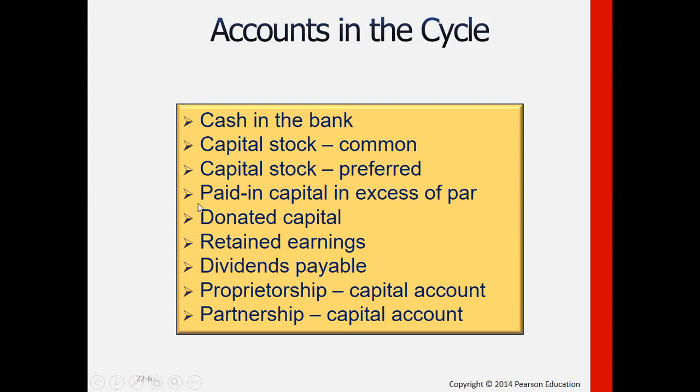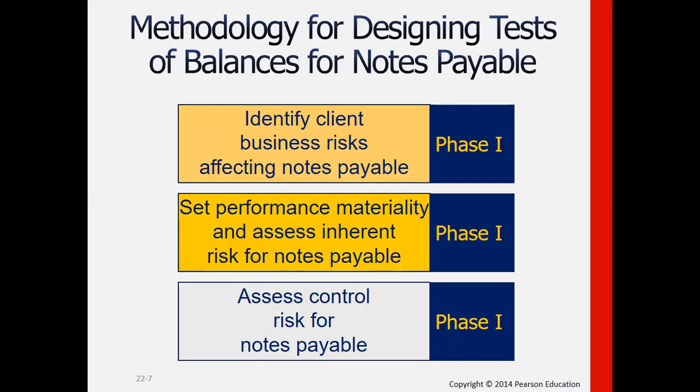Retained earnings, again, accumulated profits and losses. The dividends which are currently payable are dividends payable in the form of cash and other assets. Then for a proprietorship or sole proprietorship business, the capital account, as well as the partners' capital accounts for a partnership, will be affected in the cycle.